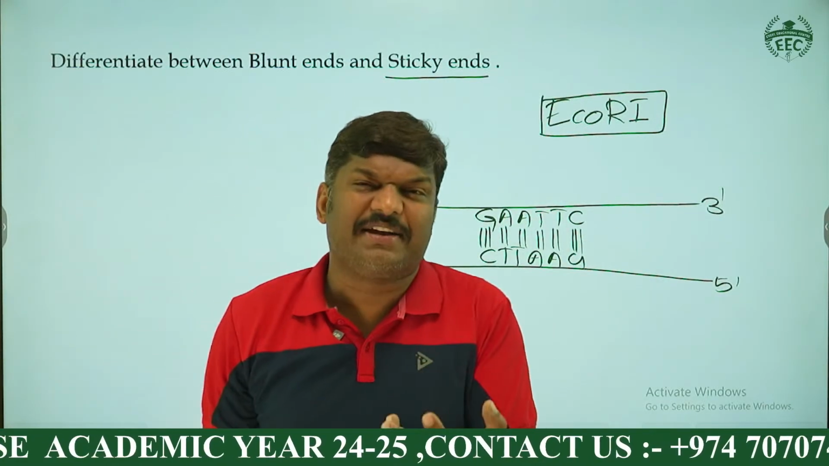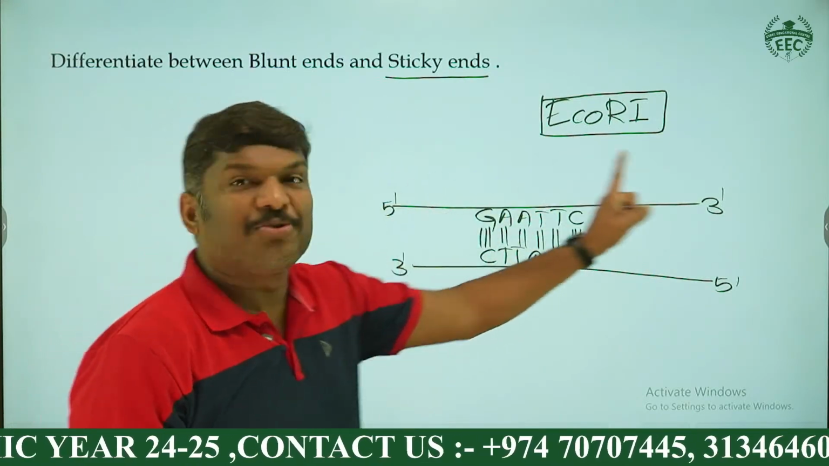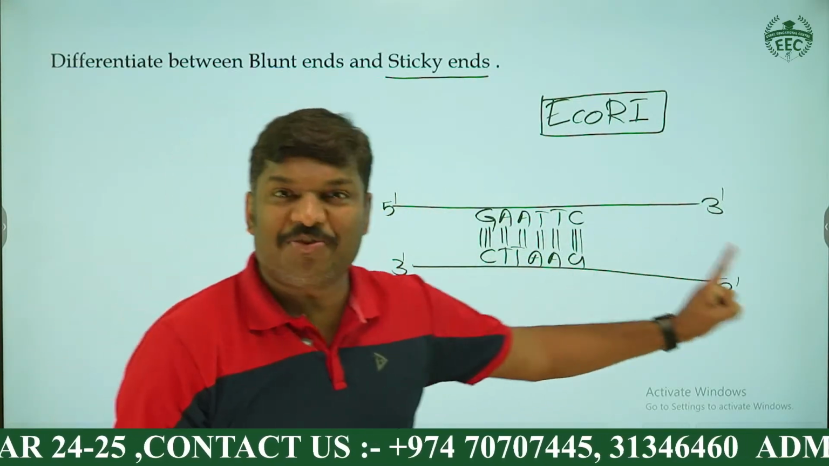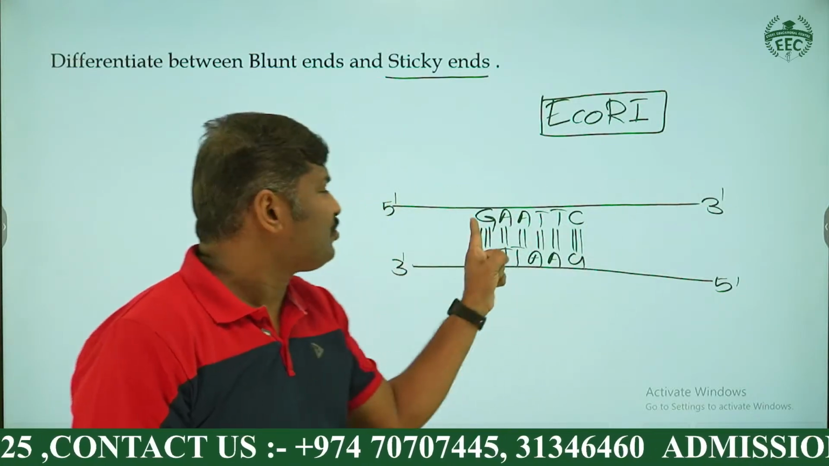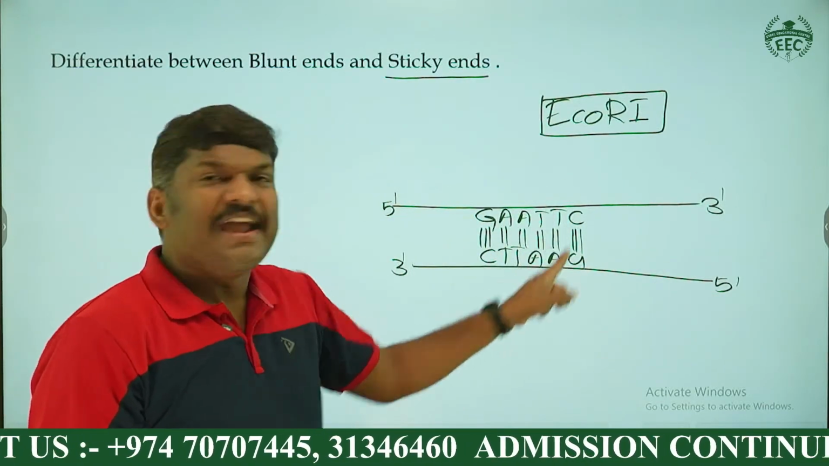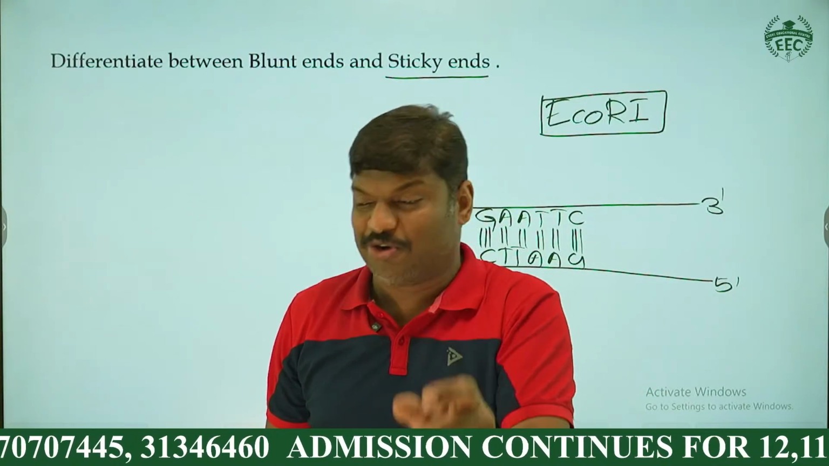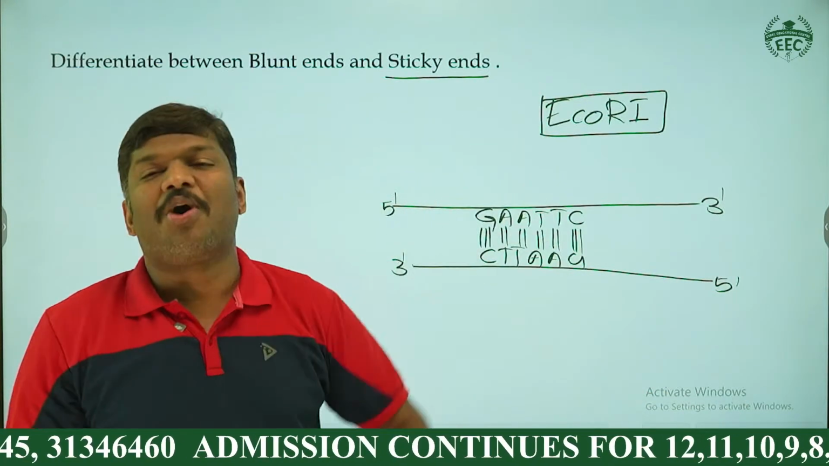If you are asked to write the recognition sequence of EcoRI, you have to draw this diagram, 5 prime to 3 prime first, then 3 prime to 5 prime. In 5 prime to 3 prime, you have to write GAATTC, and in 3 prime to 5 prime, you have to write CTTAAG. It is a palindromic nucleotide sequence. You have to study only one palindromic nucleotide sequence, that is EcoRI.